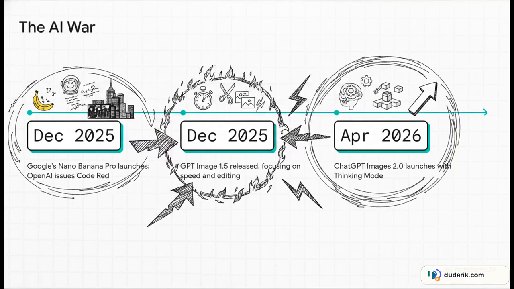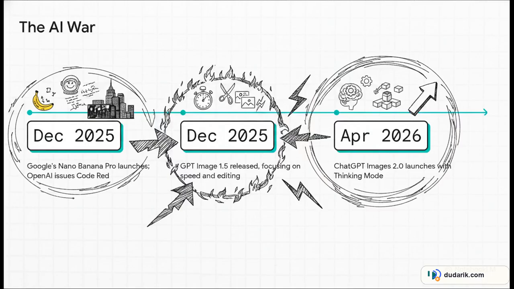Let's rewind just a bit and look at this incredibly compressed timeline. Back in December of 2025, Google dropped a model called Nano Banana Pro. And yeah, despite the funny name, it was absolutely no joke. It went completely viral for these hyper-realistic images and incredibly legible text, and it just topped the industry leaderboards instantly. This was so disruptive that it actually triggered an internal code red at OpenAI. And their response? It was lightning fast.